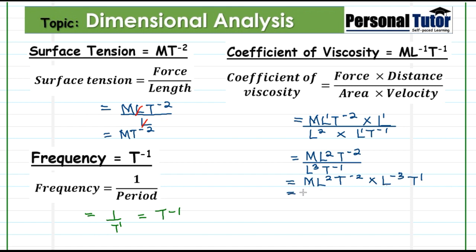You look for common terms to multiply. So M comes here. Now L exponent 2 and L exponent negative 3, while multiplying, the exponents are added. So that becomes 2 plus minus 3, which gives negative 1. With a T, you will have negative 2 plus 1, which also gives negative 1. So that is the dimensional equation for the coefficient of viscosity.